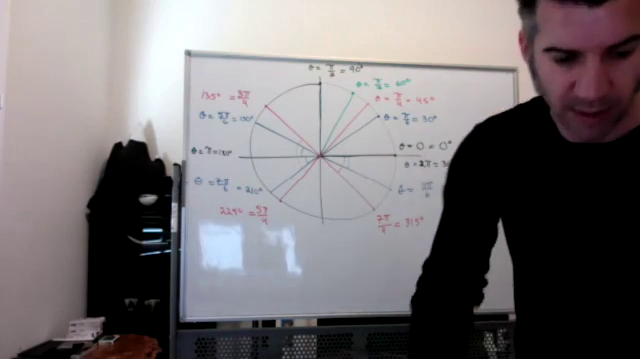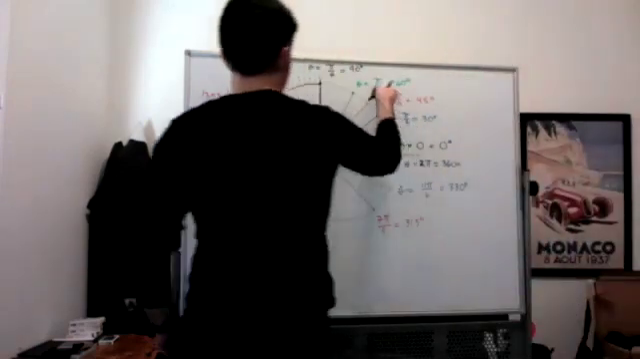Okay, lastly, the green ones, the pi over 3s.